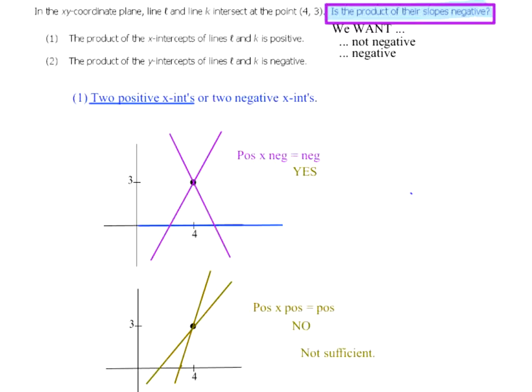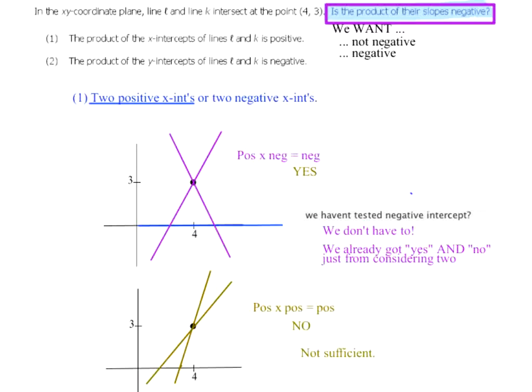For statement 1, shouldn't the x-intercepts be less than 0? We don't have to. Okay, let's talk about that again. Why would you have to have negative x-intercepts? Remember that these are both possibilities, right? A couple of you are asking this question. We haven't tested negative intercepts yet because we don't have to. We already got a yes answer and a no answer just by considering two positive intercepts. If we had to, we would go there, but you don't even need to bother.